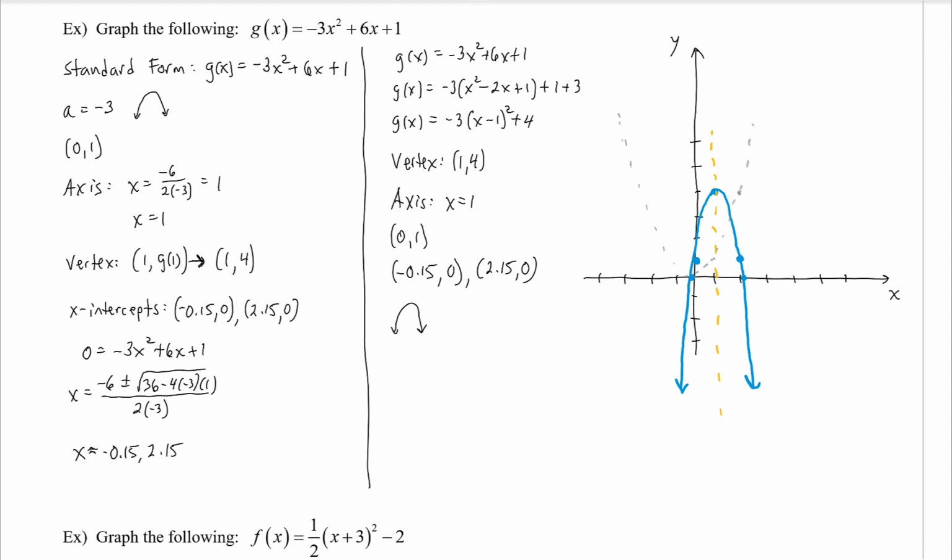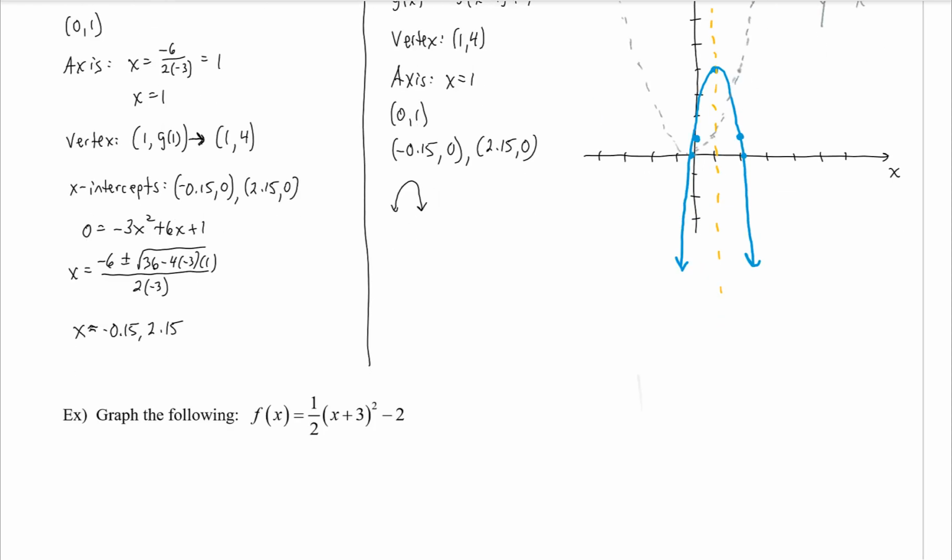This is our parent function right here. So the blue one is a little bit more narrow because it got stretched vertically by 3. It's been flipped over the horizontal axis. Got shifted right 1. So it's had some transformations applied to it, where this is a rough sketch of our parent function, y equals x squared. Similar shape, but it's been transformed.